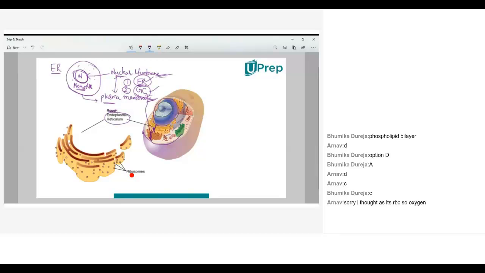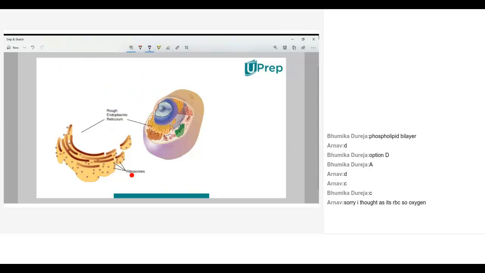The rough diagram I have given: nuclear membrane, plasma membrane, and in between you have a network. This network includes the endoplasmic reticulum and Golgi complex. Now we'll discuss the endoplasmic reticulum in detail, structure first. As I told, it is a network of structure. You'll find the endoplasmic reticulum only in eukaryotes. So the endoplasmic reticulum is absent in prokaryotes.